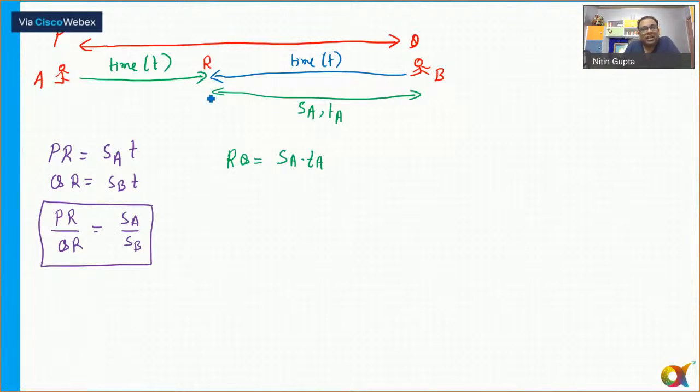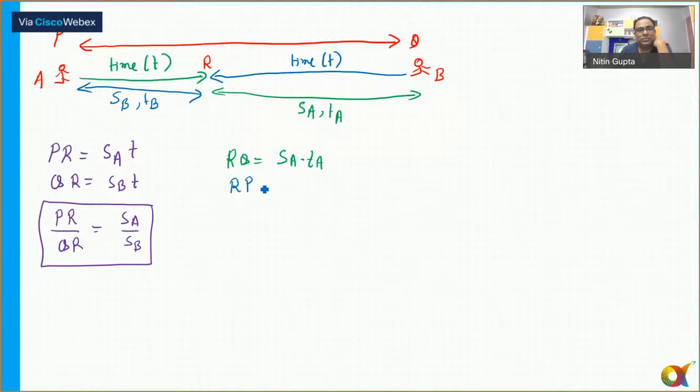B reaches R, and from point R, B reaches point P. And for B, I will write speed of B, and the time taken by B is TB here. Now remember that both TA and TB are the times after meeting, that B and A take to reach the opposite ends. That is very, very important here.